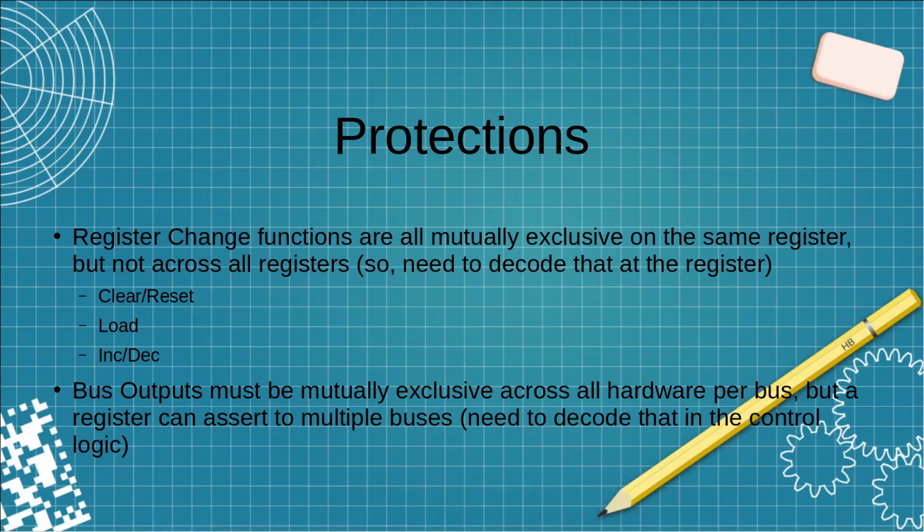The clear and reset, the load, the increment, decrement, we want to be able to decode those at the register and have those signals bundled together to reduce the number of control lines that we're passing on. But bus outputs must be mutually exclusive. If I assert multiple things onto the same bus at the same time, it's going to harm hardware, and we can't allow that. So we want to be able to control that at the hardware level, and that means that I have to run additional lines, more than I would if it was multiplexed going into the module. I have to run additional lines for each control to each module.